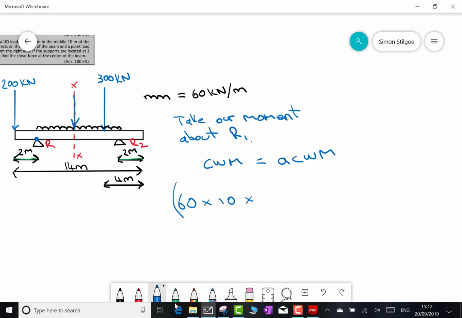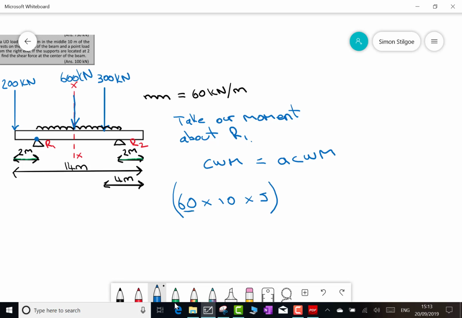dead centre of my beam, or if you prefer to describe it as 5 metres to the right of R1, and call that my 60 multiplied by 10, which gives me my 600 kilonewtons. So my distance, 5 metres, and that now completes that first part. So let me just go over that again.